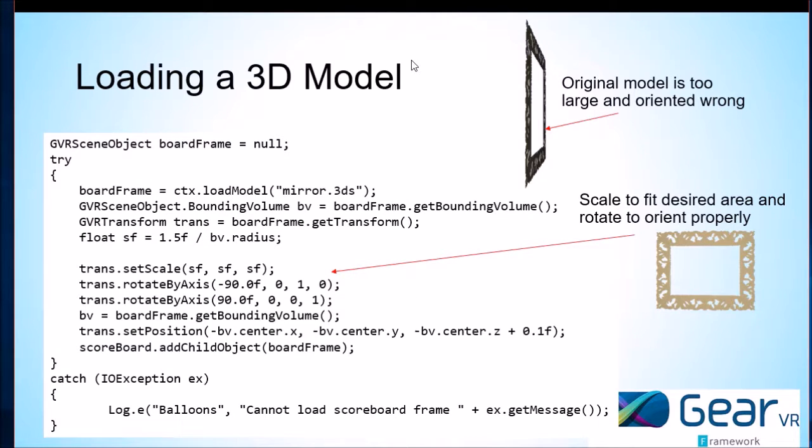So here's an example of loading a 3D model. Now, this model is specifically going to be the one that we're going to load in the tutorial. It is a picture frame that we're going to use to make the scoreboard look prettier in the game. The original model is large, much too large, and it's oriented in the wrong perspective. So what we're going to do is load the model and then get the bounding volume and try and scale the model down to fit. And then we're going to rotate it around the Y and the Z-axis so that it will face us and it'll have this aspect ratio. And that's what this code does.